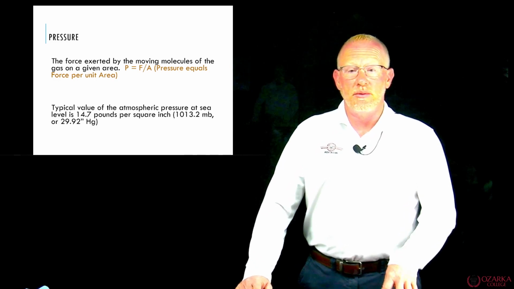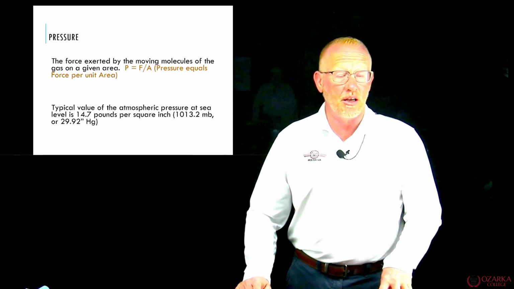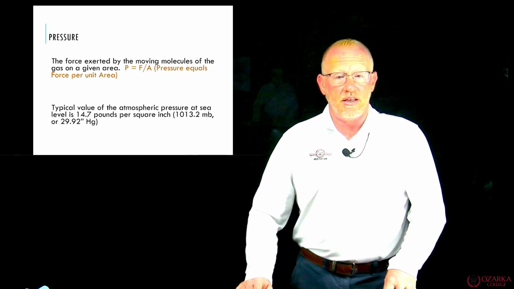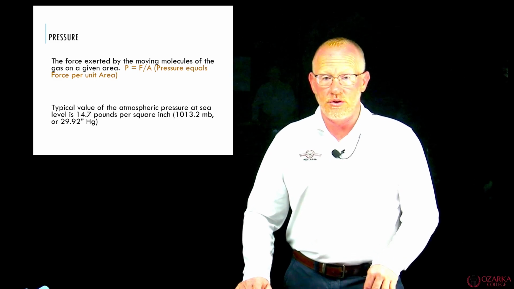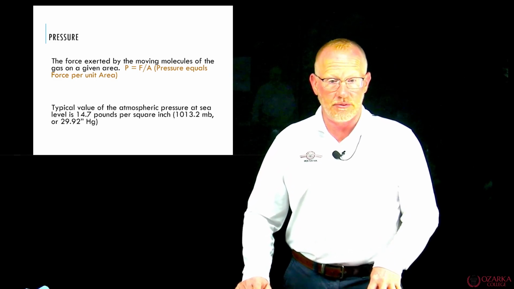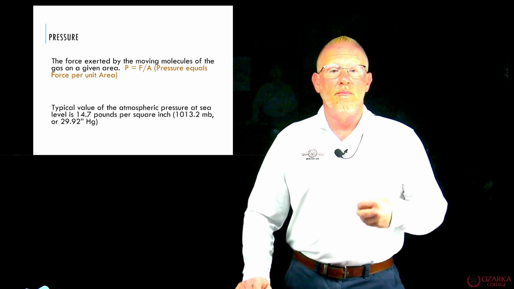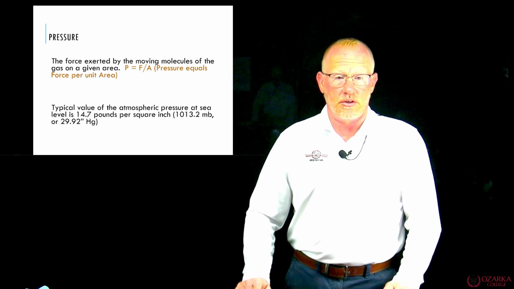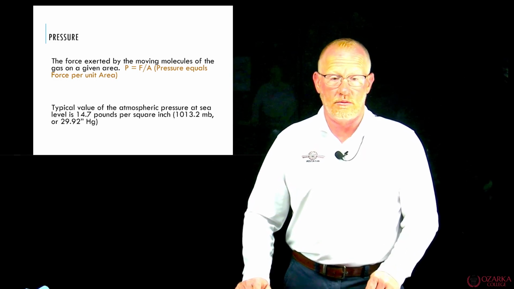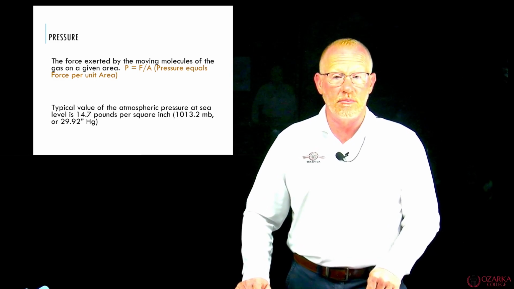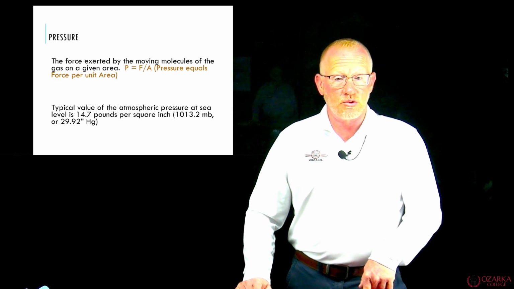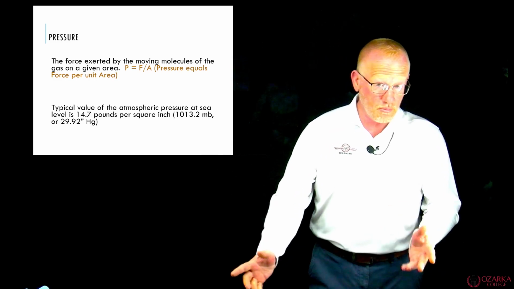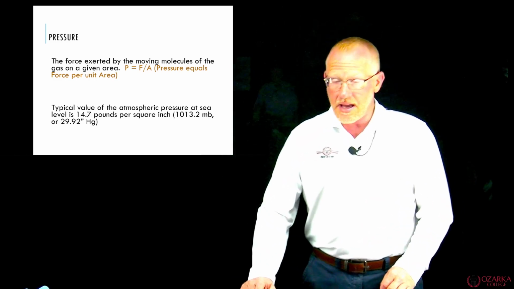Okay? So a typical value of atmospheric pressure at sea level is 14.7 pounds per square inch. This equates to 1,013.2 hectopascals. That's the scientific term for it. Most people will call that millibars. Or 29.92 inches of mercury. Okay? This is very important to you as a pilot, and you need to remember these numbers. 14.7 pounds per square inch at sea level equates to 1,013.2 hectopascals or millibars, or 29.92 inches of mercury.